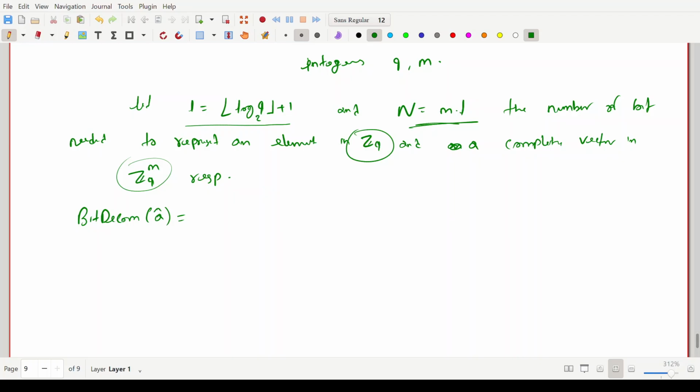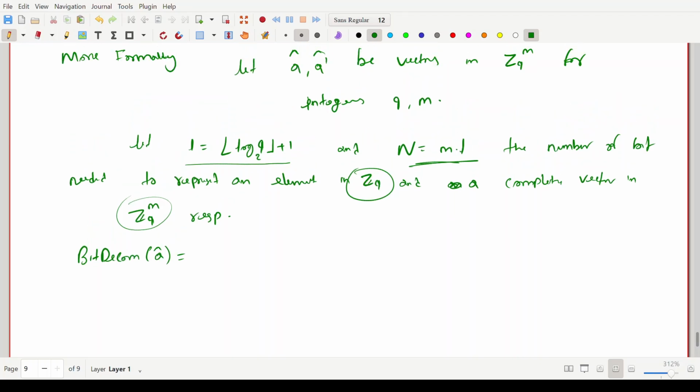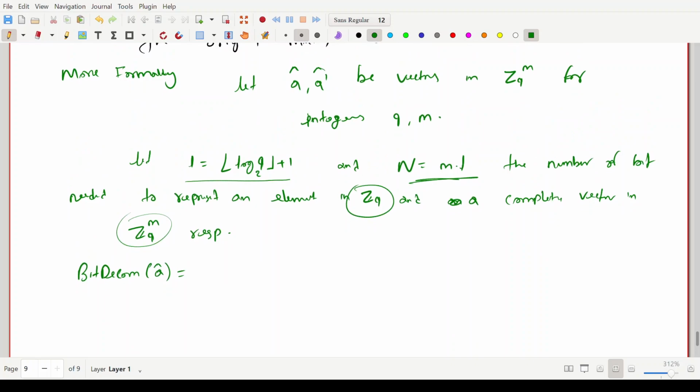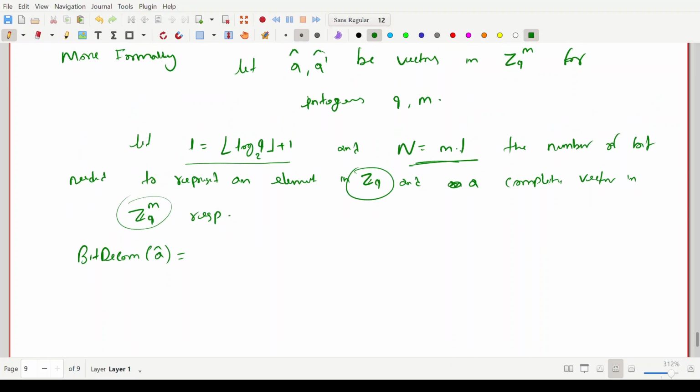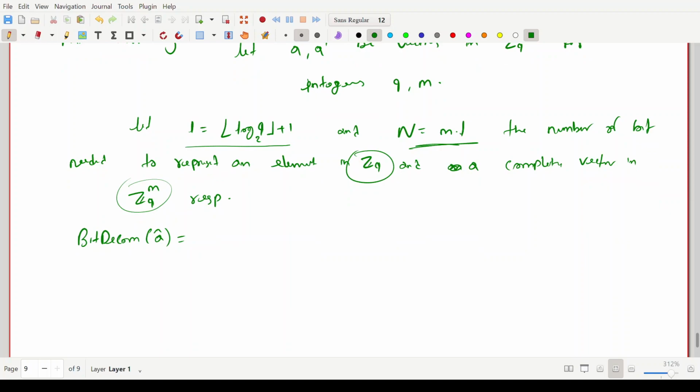Vector A, it was in Z_q, correct? It was of the integer q, so it has l size. It will be A10 up to A1(l minus 1), then A20, and the same, it will go up to Am(l minus 1). So this is what your bit decomposition of E cap is. Okay.